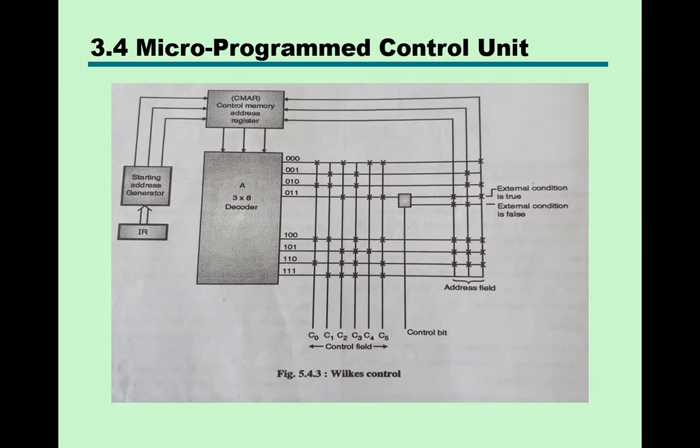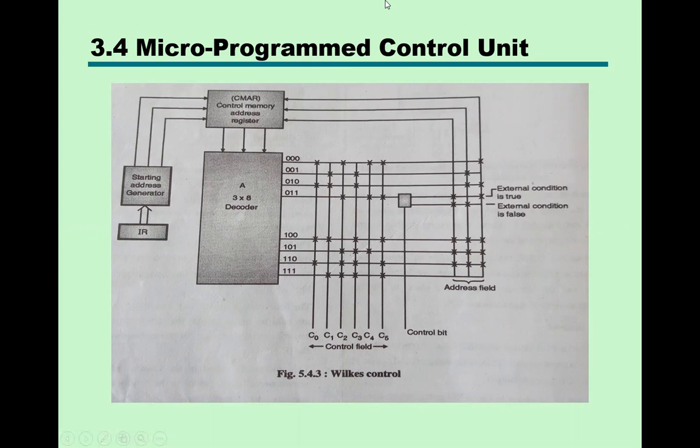So mainly there are two fields. One is the control field and the second one is the address field. In this Wilkes model also you could see there is a control field and address field. We have seen there is a decoder, there is the CMAR, the control memory address register, the IR, and the starting address generator. The starting address generator starts from 0, right? And as per the bits, the respective control signal will be generated.